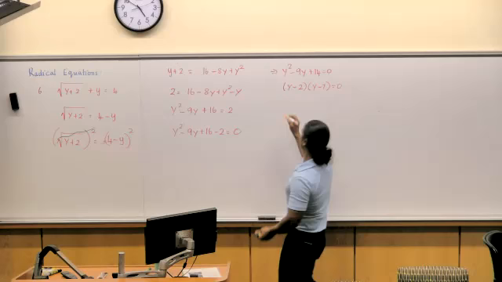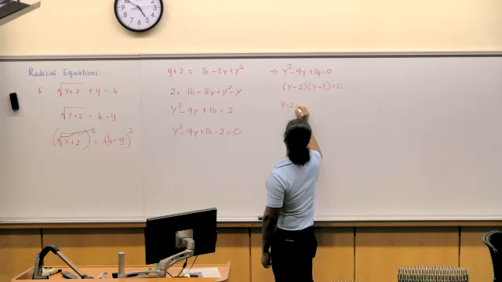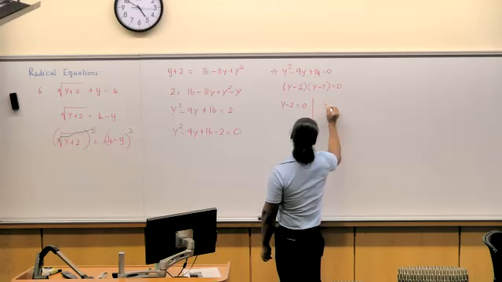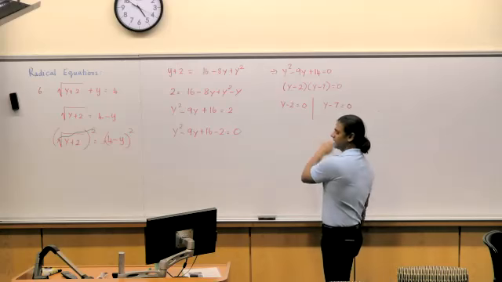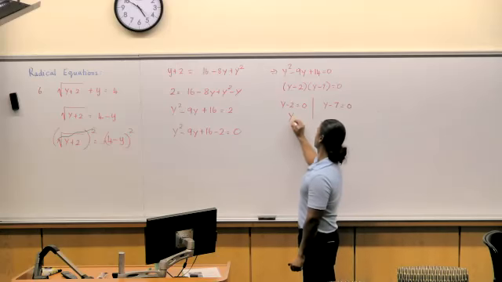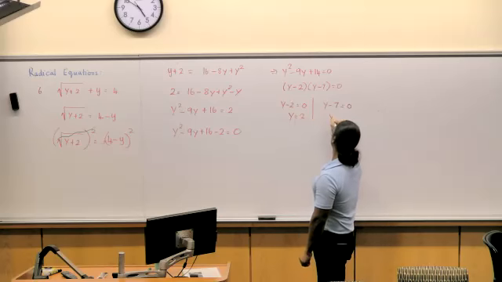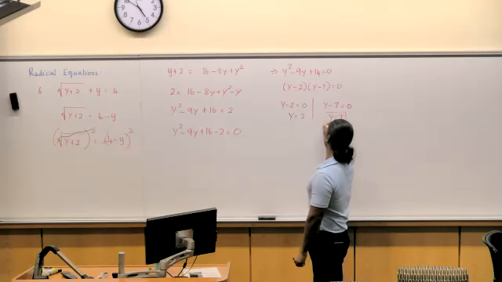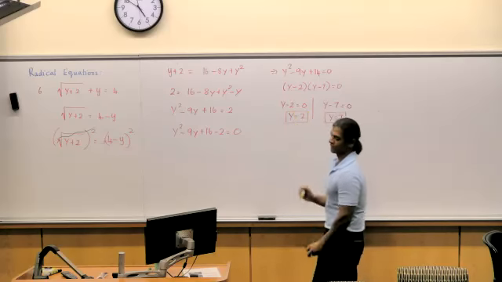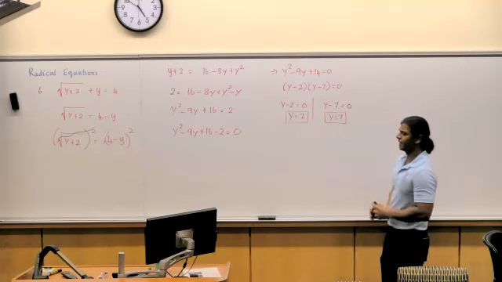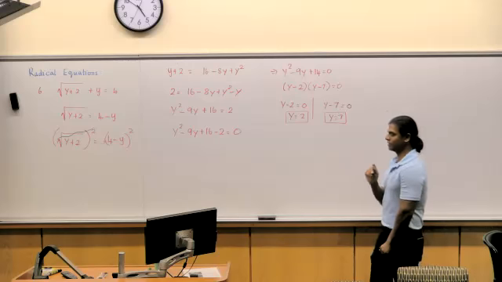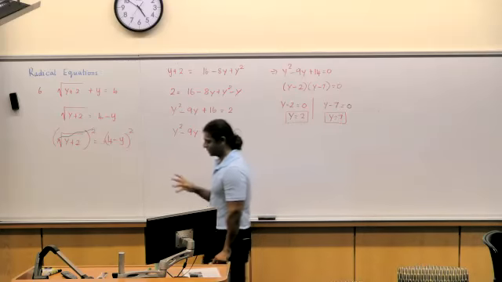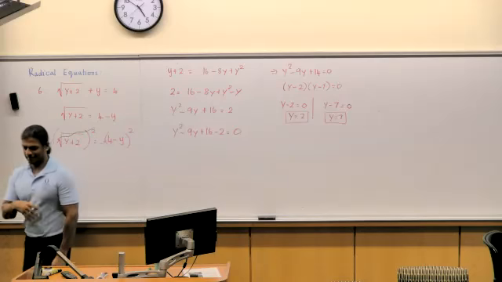So y minus 2 equals 0. Y minus 7 equals 0. We can solve for y. So y equals 2, y equals 7. And those are the two solutions. It is always a good idea to verify the solution because sometimes in problems like this, it may not work out.